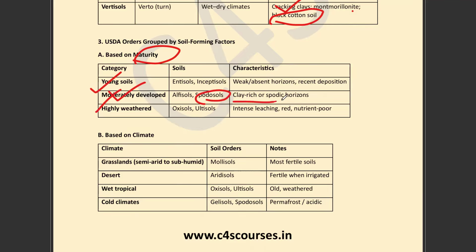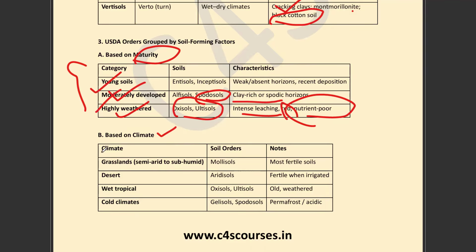Which is clay rich or has a spodic horizon. Next is highly weathered. We already saw that Ultisols and Oxisols have intense leaching, are red in color, and are nutrient poor. This is based on the maturity.